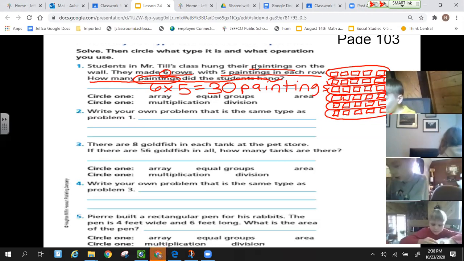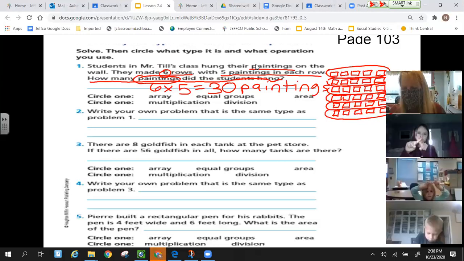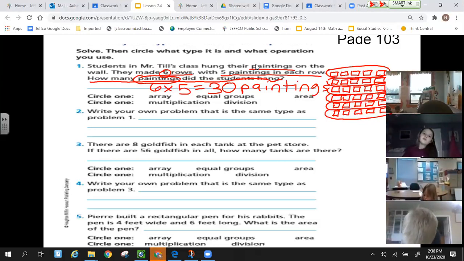Now, here's where it gets tricky. Remember when I said part of our success criteria was identifying the type of problem? But now that we did this hard work, we can kind of see what we did. We have to circle one. Did we create an array? Is it equal groups or area? Now this one's confusing because I want to say an array does have equal groups. So that's like, huh. But the clue to knowing, Sawyer, that it's an array is rows and columns. If you hear the words, they put the paintings in 6 rows with 5 in each, that's going to be an array. Even though we know it's equal groups, it's not necessarily in columns and rows.